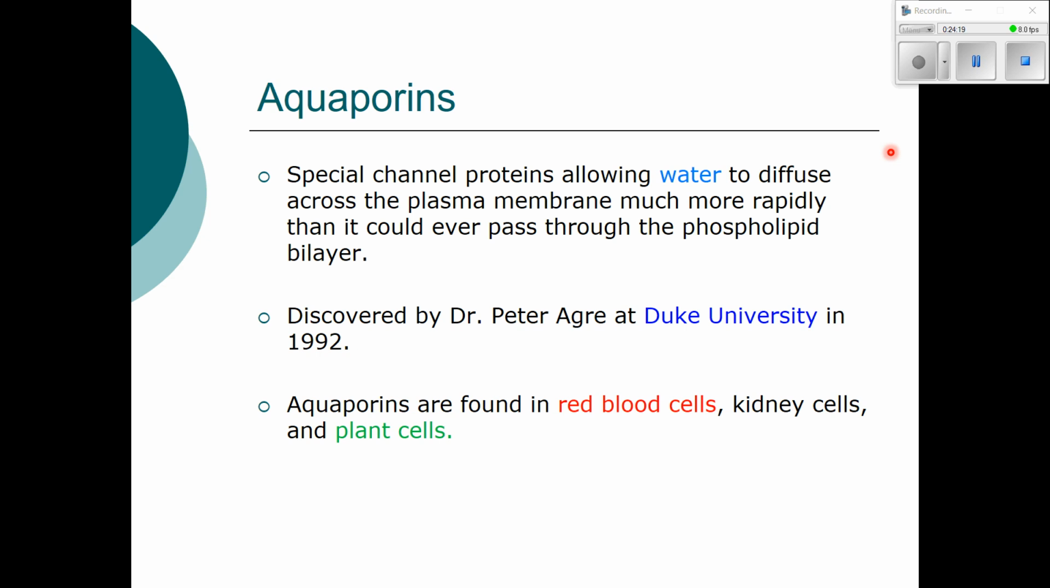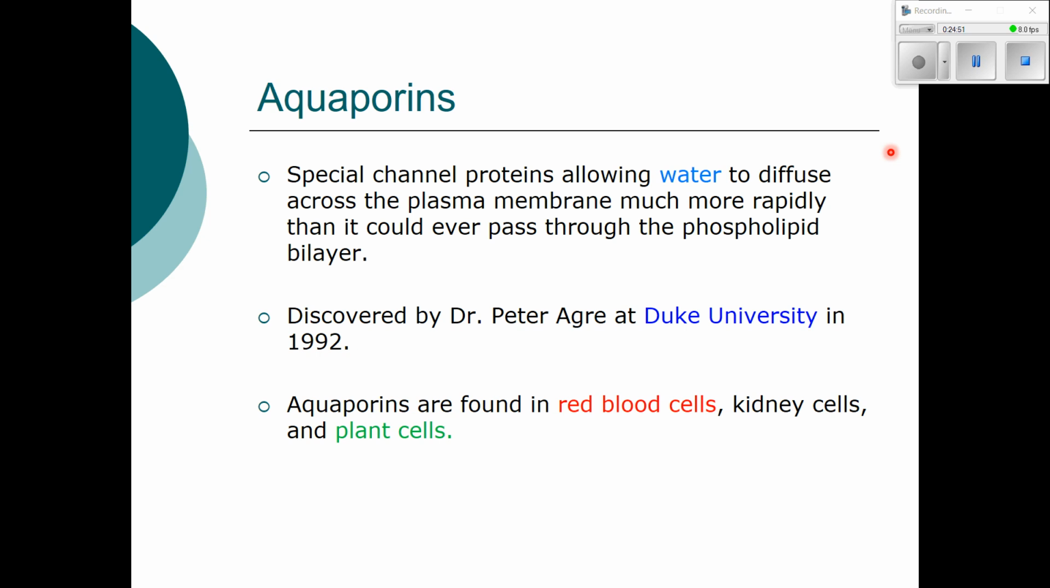Okay, I mentioned the North Carolina connection with aquaporins. Aquaporins are special channel proteins allowing water to diffuse rapidly across the plasma membrane, much more rapidly than the water would normally pass through just by simple diffusion. Aquaporins were discovered in 1992 by Dr. Peter Agre, I think I'm pronouncing that correctly, at Duke University right here in North Carolina.